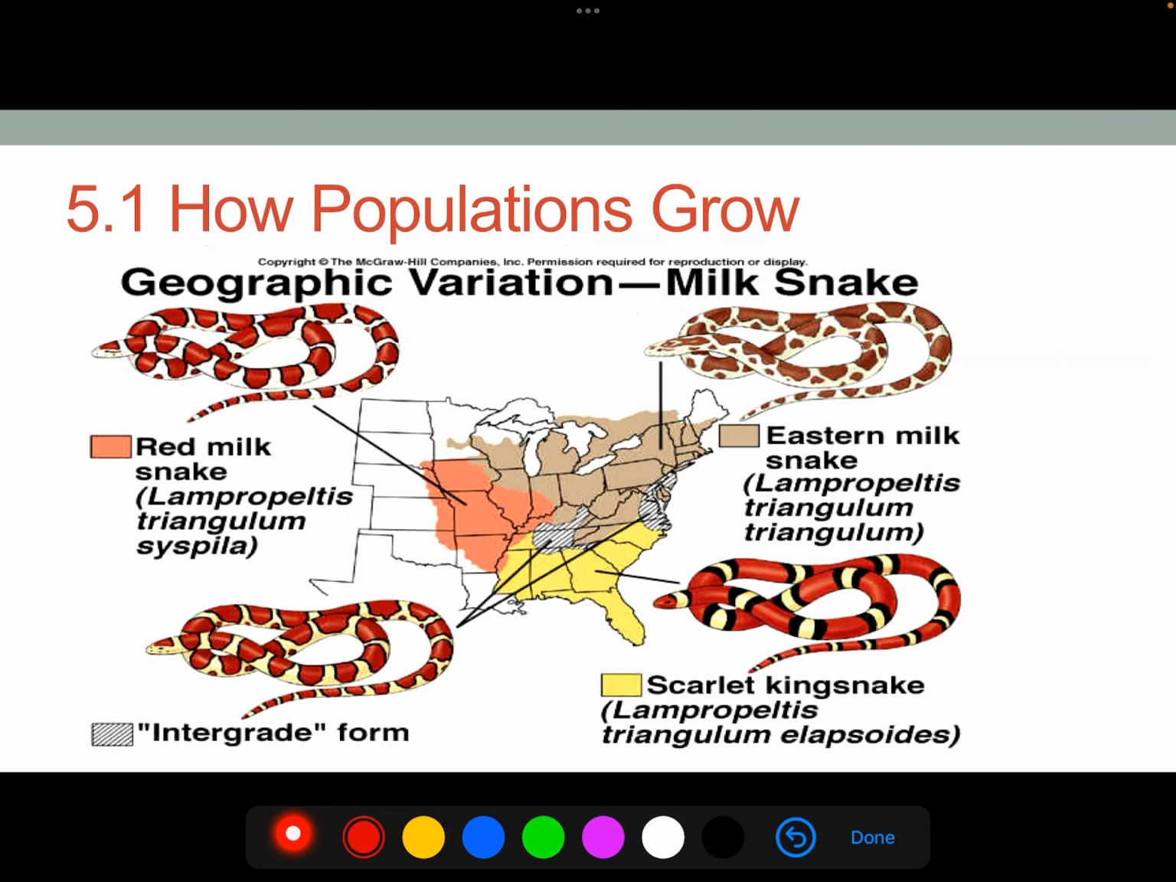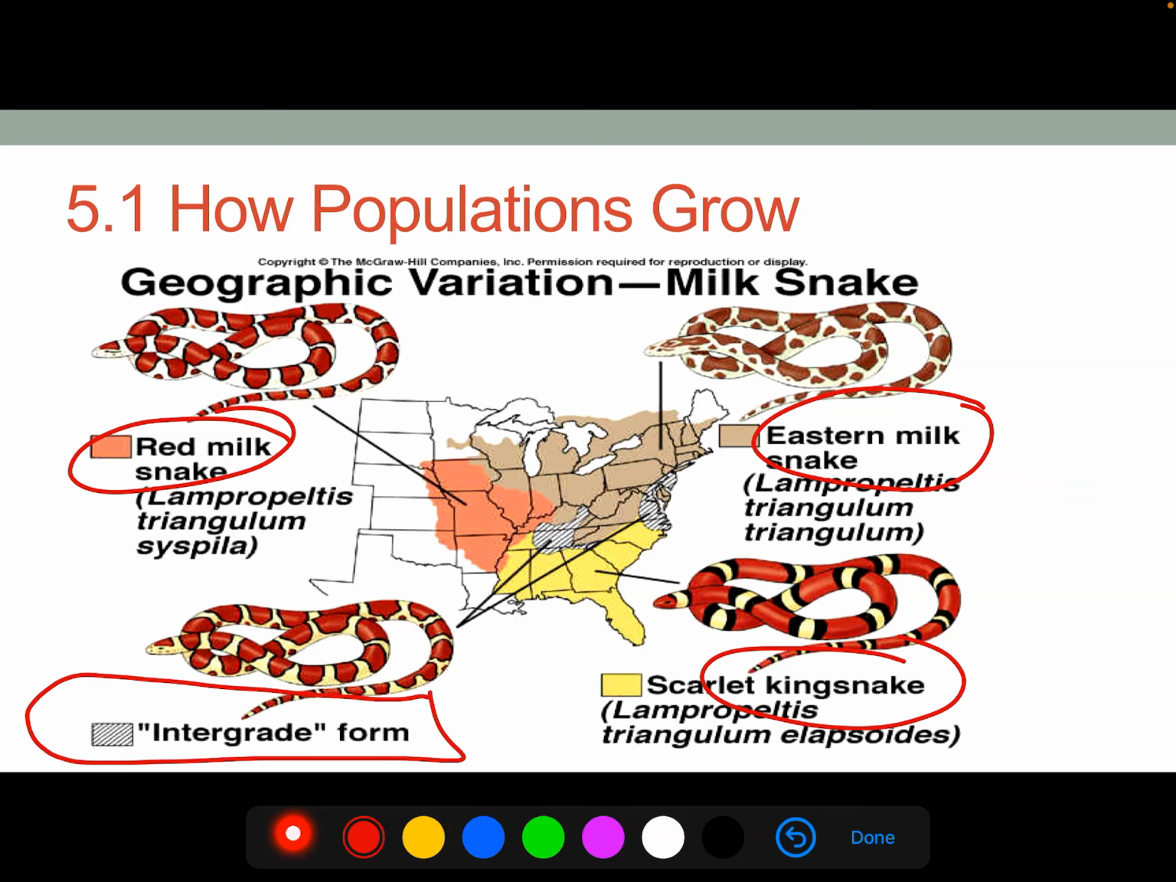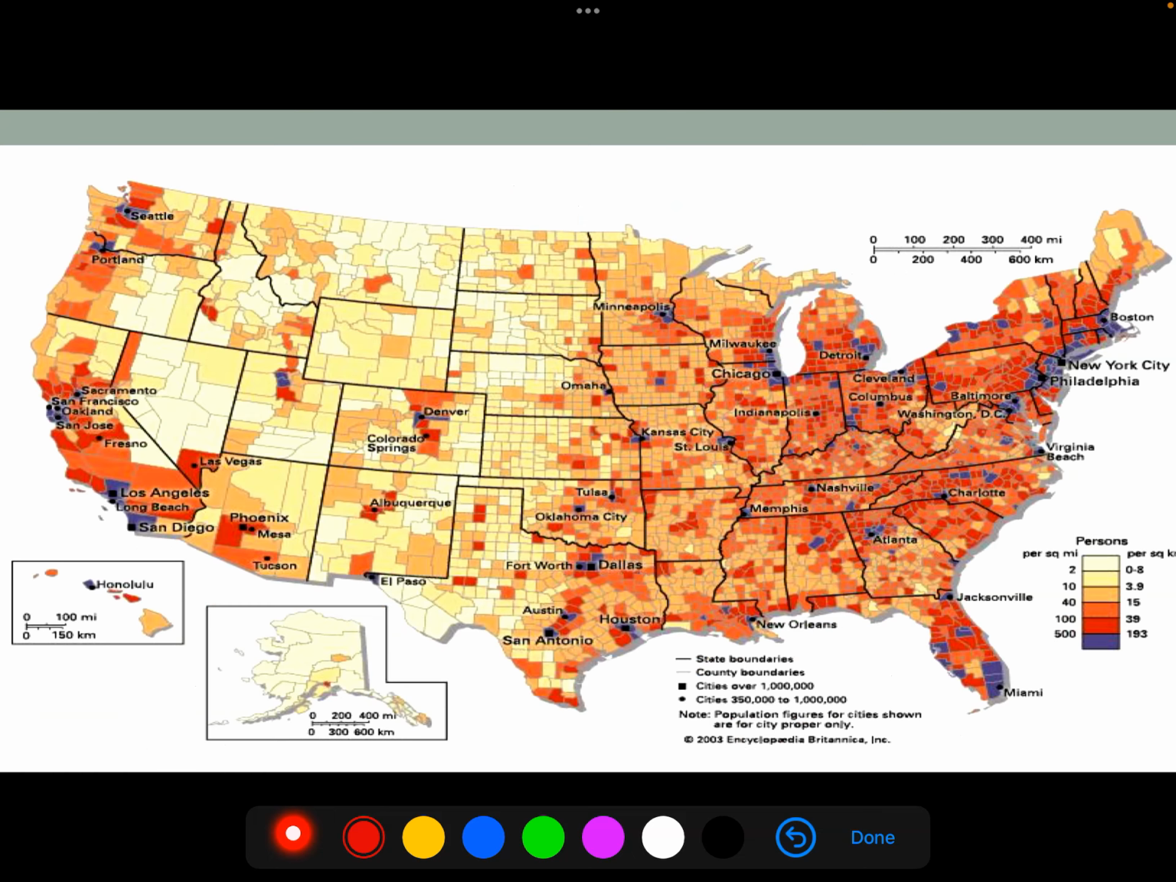Here's another example of geographic variation. You have the king snake. You have the red milk snake, king snake, eastern milk snake, and then you have this integrated form, which is kind of like a hybrid in genetics. But you can see king snake likes to be southeast, eastern milk snake likes to be northeast. And you could start thinking about questions like, why do they like to be in certain areas? Hopefully you can come up with some of those answers.